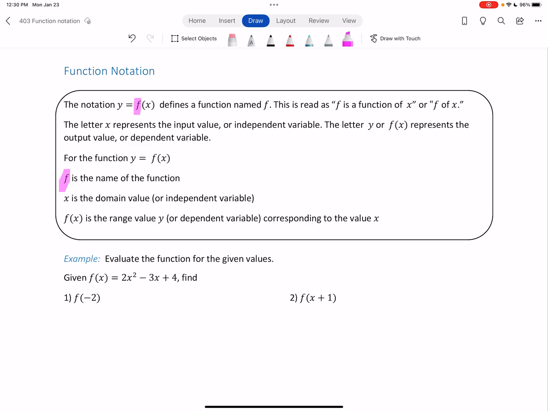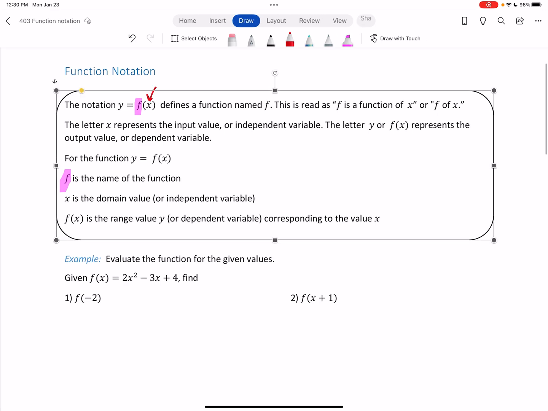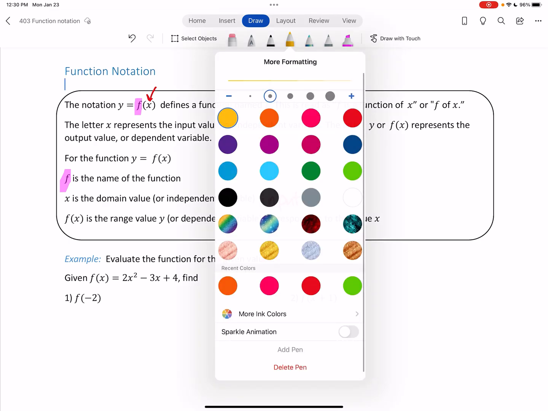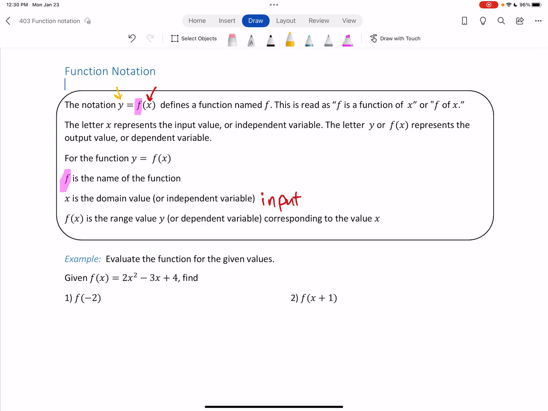That's all it is. X is the domain or the independent variable. You can think of it as the input. And then f of x, or y, is the output or the range. So what you want to think about when you read this notation, y equals f of x, is that it is not multiplication. Okay, so you're not multiplying x by something. You're evaluating a function or a rule at a particular input.